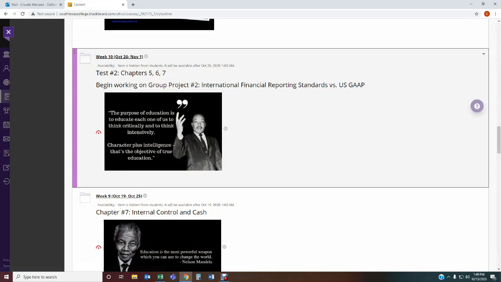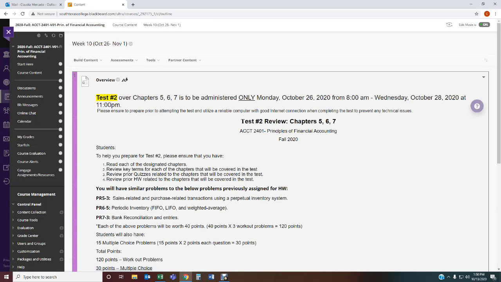Remember week number 10, we're going to be having test number 2, and then you're going to begin working on your group project. Okay, so very important that you mark your calendars so you can be aware of the deadline or the window for your test number 2. Test number 2 over chapters 5, 6, and 7 is only going to be available from Monday, October the 26th from 8 a.m. all the way through Wednesday, October 28th at 11 p.m. So you have 3 full days to complete your test.